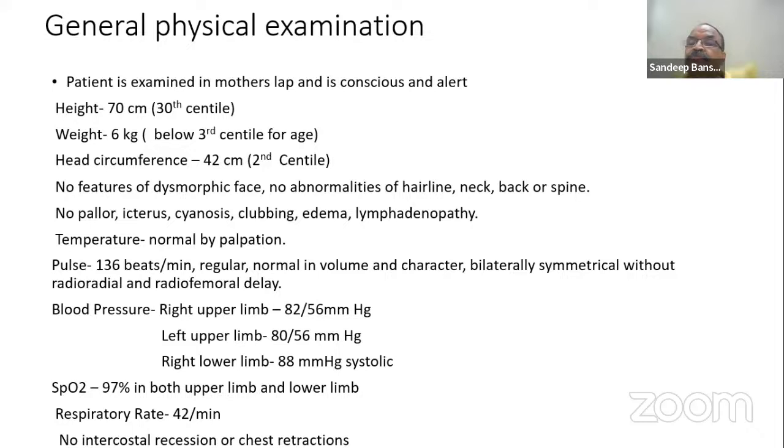So all these baseline parameters, are they normal or is something abnormal? Weight is less than second centile. And tachypnea, respiratory rate is 42 per minute.